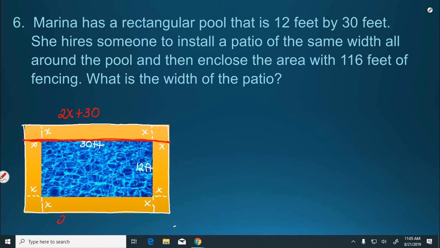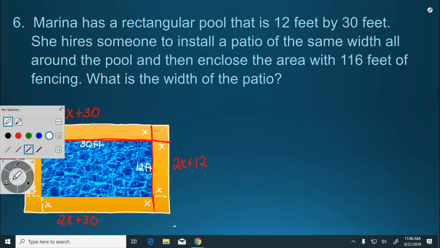And this length would be the same, 2x plus 30. Now I need the width. Well, the width, I need this x here, then this whole 12 feet, and this x here. So again, I need 2 x's and a 12, making my width 2x plus 12 on both sides. So now I have enough information to write my equation.